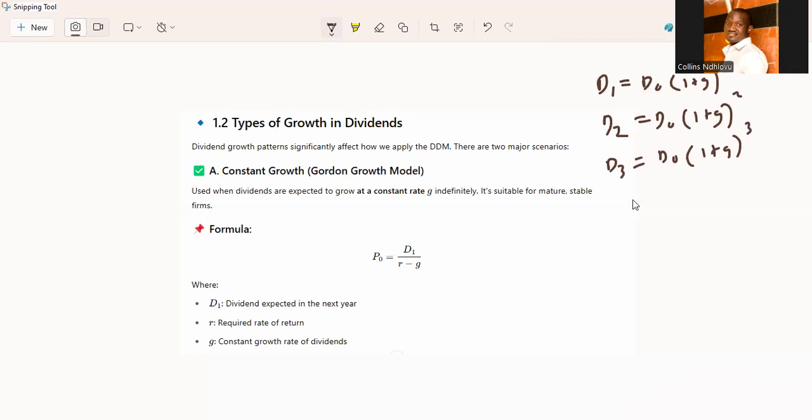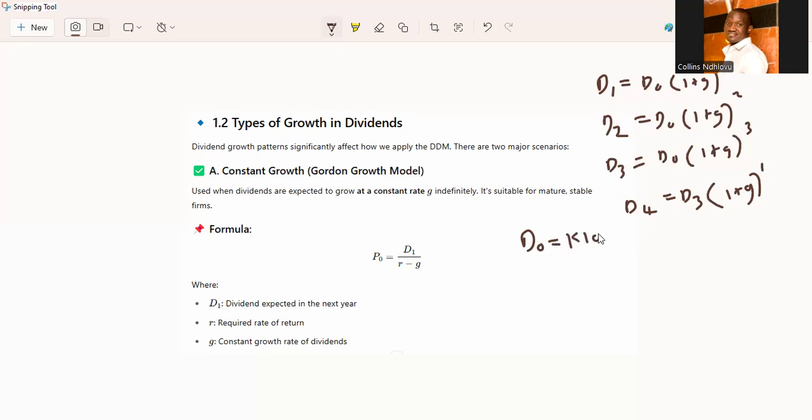All right? But if you're dealing with D4 and with reference to the previous year, the power will be what? The power 1. The power is the difference in the years that we are dealing with. So the value of stock now is given by D1 over r minus g. So suppose we're given that stock today is 10 kwacha.